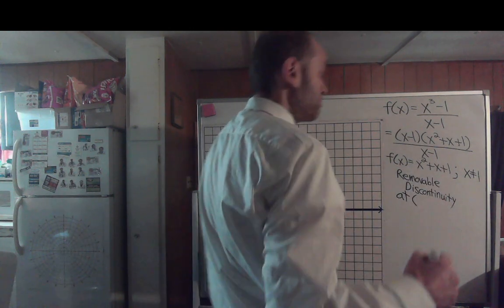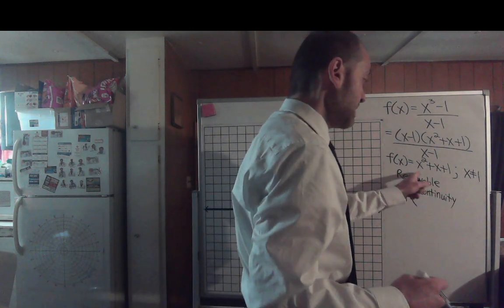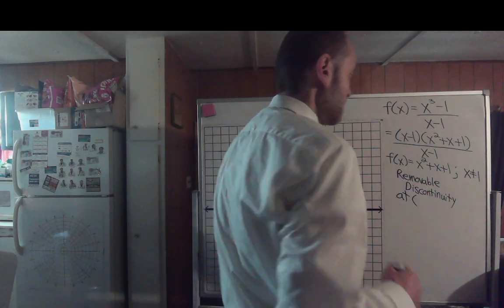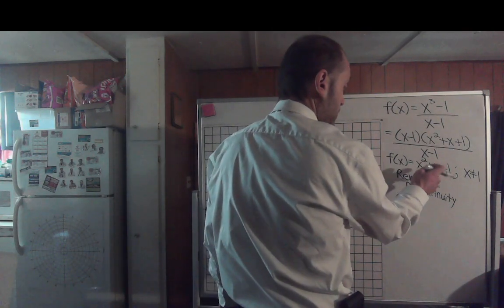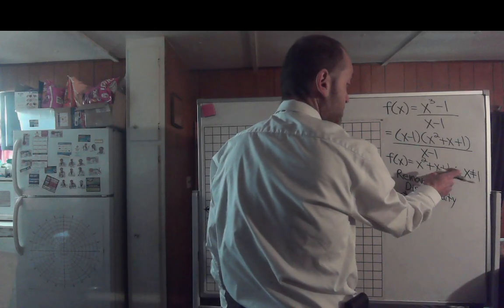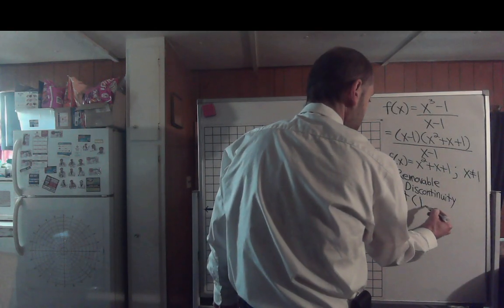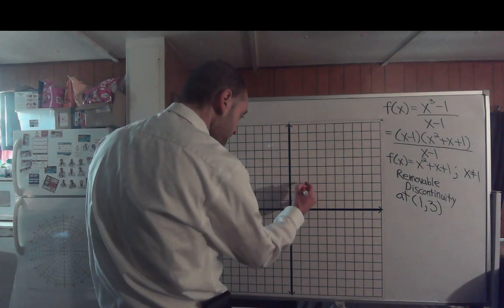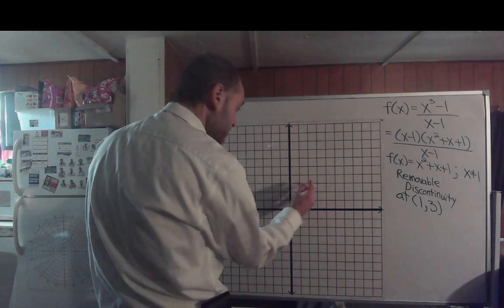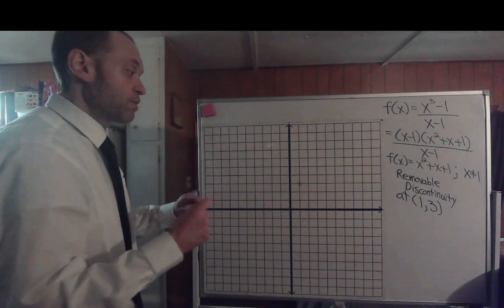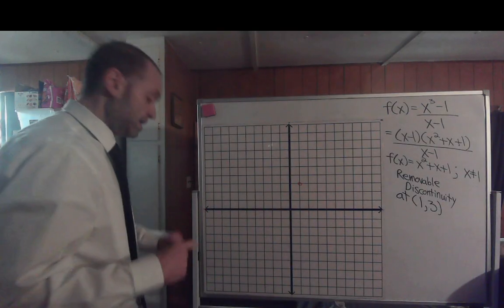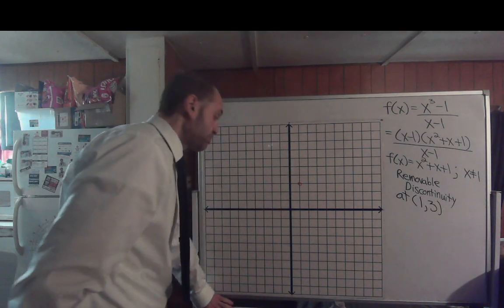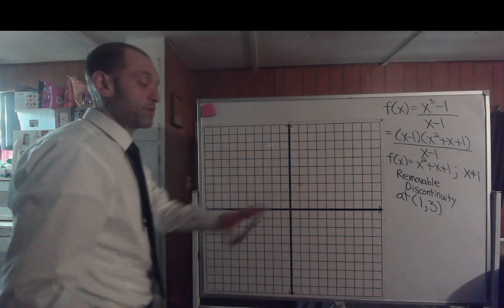So go ahead, put in x equals 1 into this factored function. You put in 1, so 1 squared is 1, plus 1 is 2, plus 1 is 3. So you have a removable discontinuity at the ordered pair (1, 3). Now let me put that as a red dot to indicate our removable discontinuity. This is going to look like a parabola with a hole in it at (1, 3).